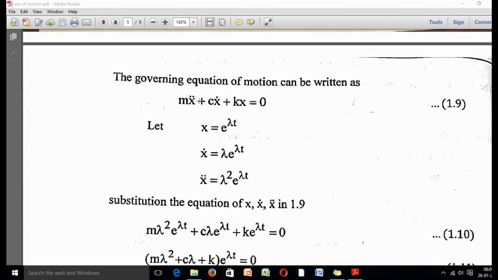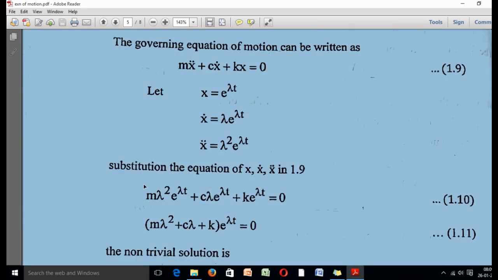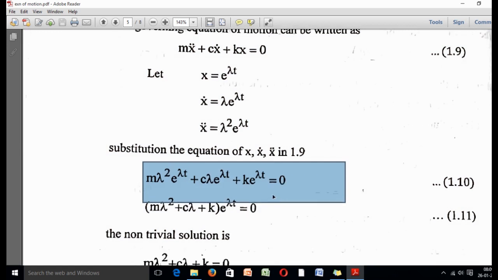m x double dot plus c x dot plus kx equals 0, and I'm substituting x as e power lambda t because this is the displacement of a wave. So when I differentiate it once and twice, I get velocity and acceleration. The differentiation of e power 2x is 2 into e power 2x. So based on that, I have lambda e power lambda t here and lambda square e power lambda t. So I have displacement, velocity, and acceleration. So I'm substituting all the given equations. So I have something like this.